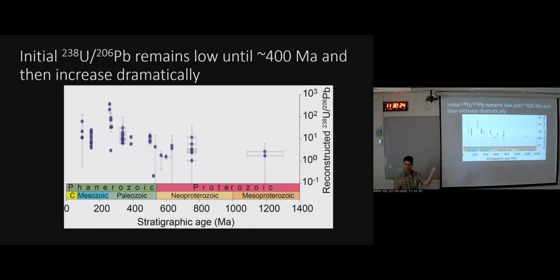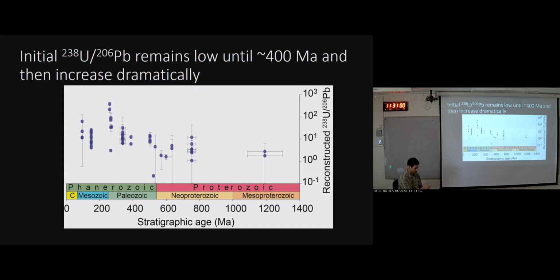Okay, so the next thing to do is let's calculate what is the initial uranium-238 to lead-206 ratio in these samples, and we did that. And this is what we get. Note that this is the reconstructed 238 to 206 on a log scale, right? So there's a huge signal here. And values remain pretty low until 400 million years ago, when they go up, okay?